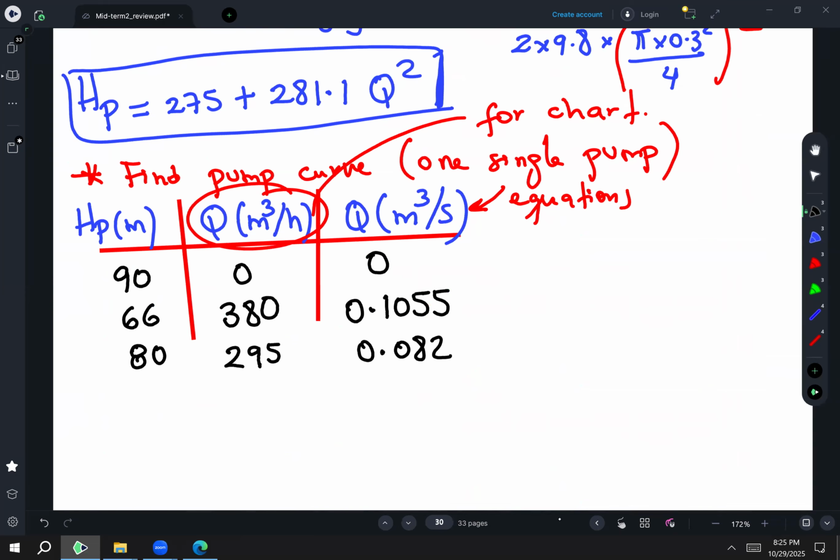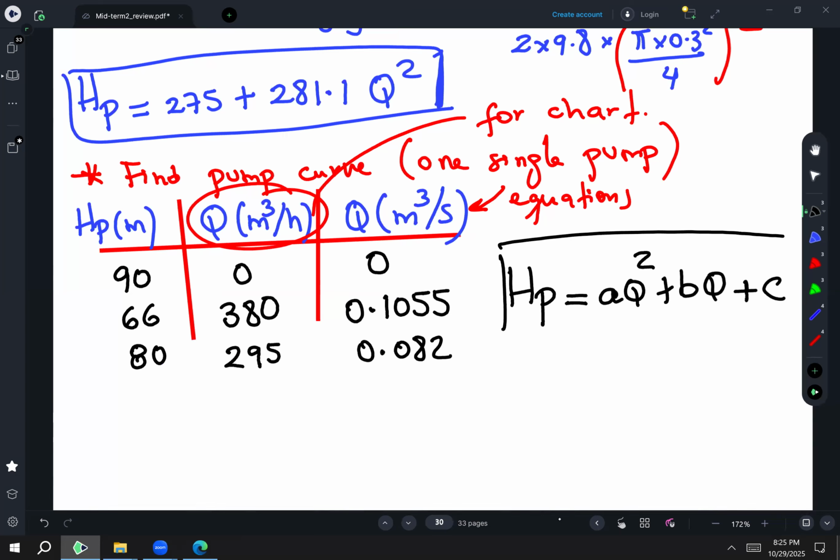Okay, so now we have the 3 points, and with those 3 points, we can build the quadratic equation, which is HP is equal to AQ squared plus BQ plus C. And I am going to find the coefficients A, B, and C. We should note that the Q is in cubic meters per second. Now, what we are going to do is use the 3 points and plug them in this equation to be able to find the coefficients A, B, and C.